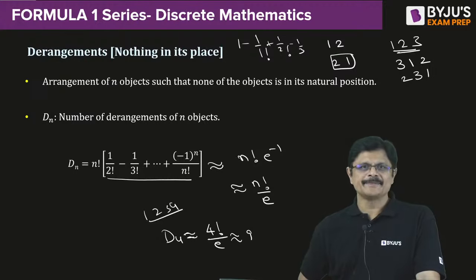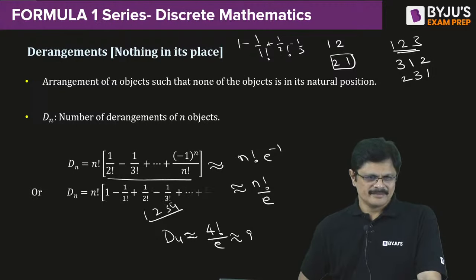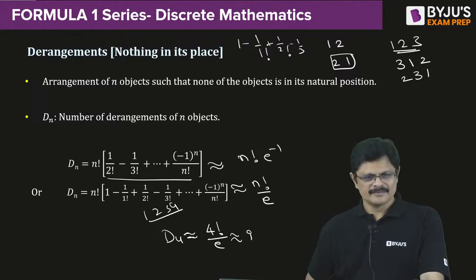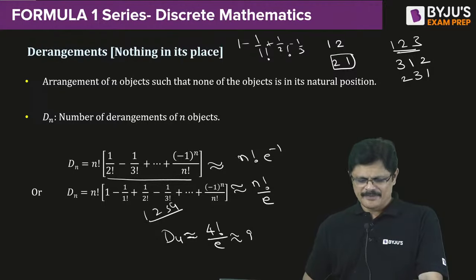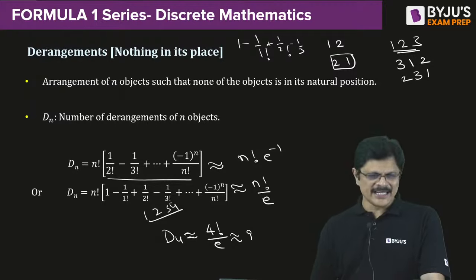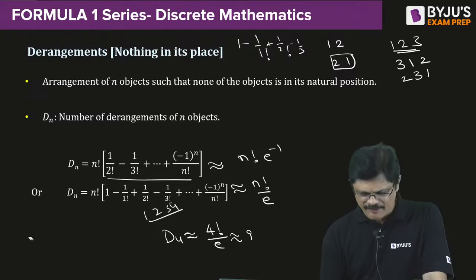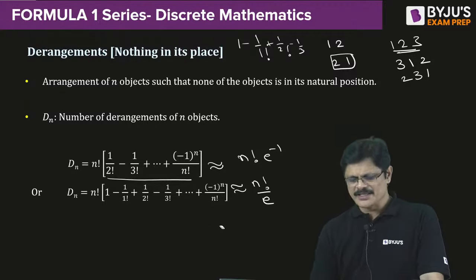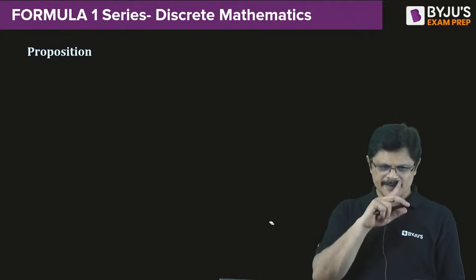Is the idea clear? Yes, you can do that method also. Exactly, you can do that method also. Okay, so that is exactly what we have written here. So that is the formula for derangements, my dear friends. This is also derived using the Inclusion-Exclusion Principle.